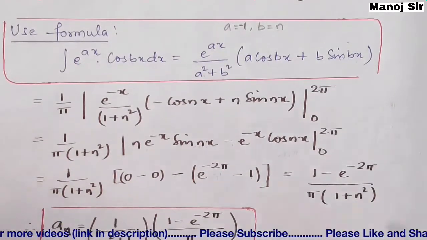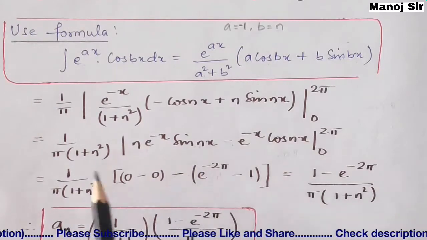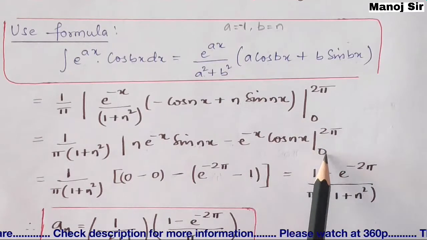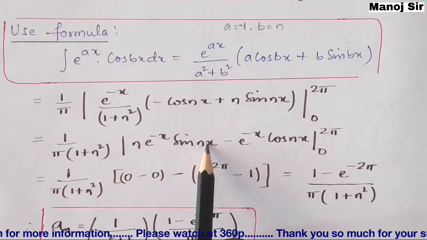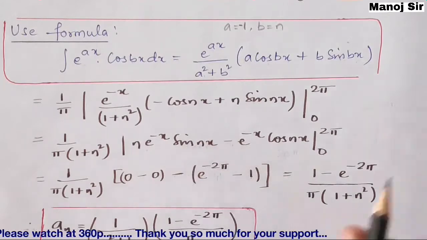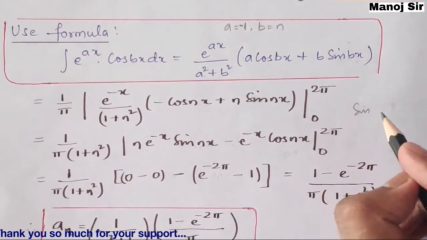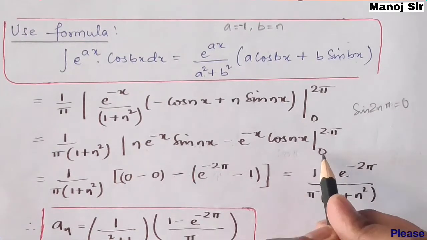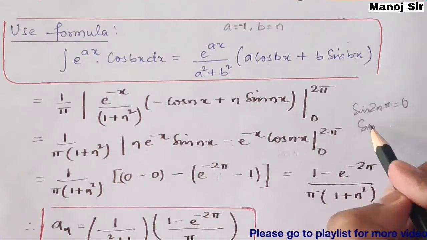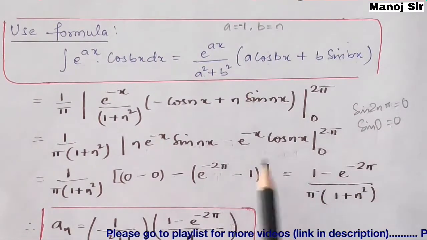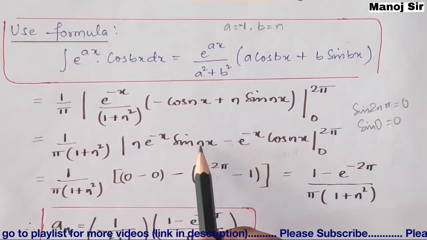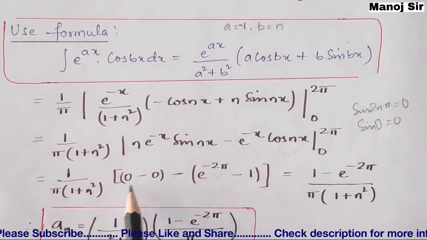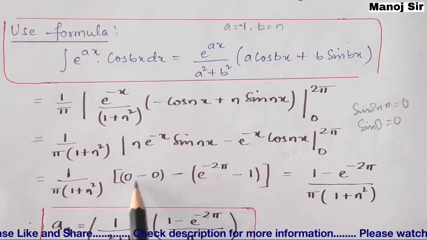Now, if you put the upper limit and lower limit, here we have 1 upon pi into 1 plus n square as it is. Now if you put the upper limit and lower limit in place of x, we know that sin 2n pi is equals to 0, and if you put the lower limit here, this is sin 0, which is again 0. So if you put the upper limit or lower limit, in both cases we'll get 0. So upper limit minus lower limit, both are 0.